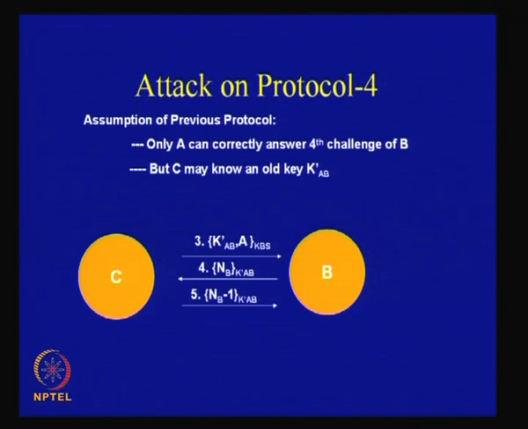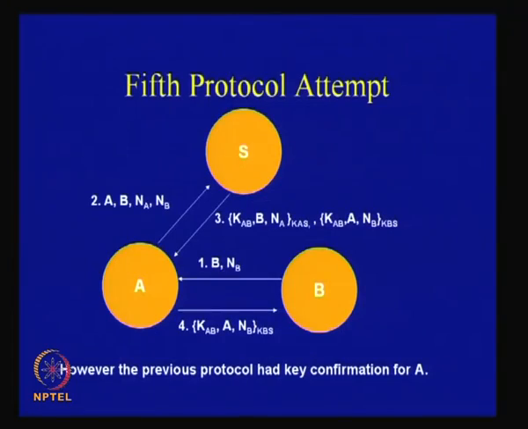Now, you see that when B decrypts, it actually obtains K dash AB, which is again an old key. So when it does the freshness check, it really does not solve the problem, because we see that at least B is obtaining an old key, which again violates the objective of the protocol. So we need to change this protocol slightly, and the change is as follows.